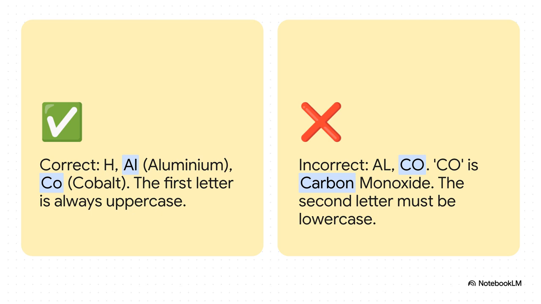This is so important because, look at the last example, C capital and O small is the element cobalt. But if you write both letters as capitals, CO, that's not cobalt at all. That's carbon monoxide, a completely different chemical compound.